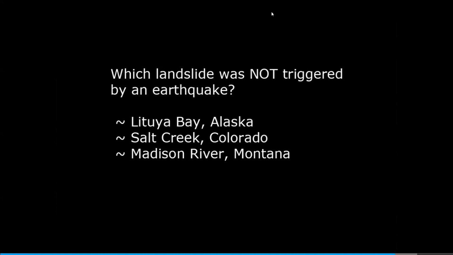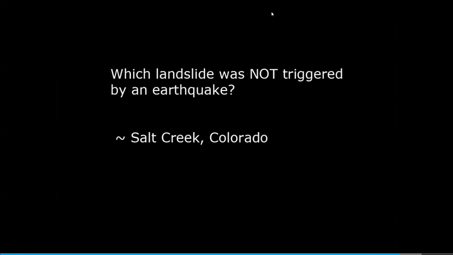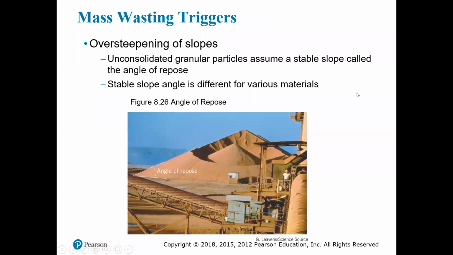The landslides at Lituya Bay and along the Madison River were triggered by earthquakes. Salt Creek in Colorado was caused by a sudden increase in meltwater. So you saw there several examples of mass wasting caused by water and then a couple by earthquakes.